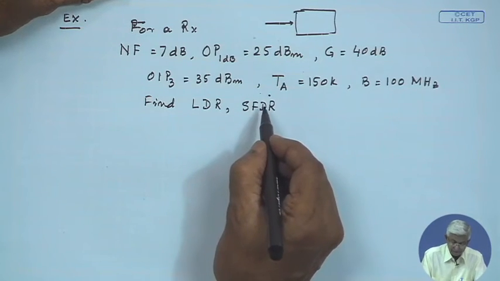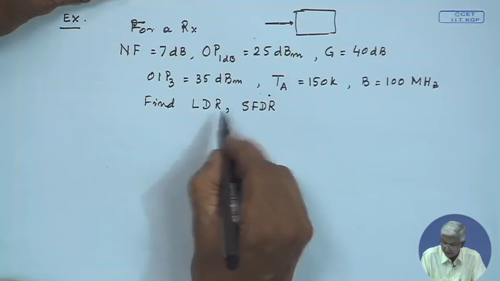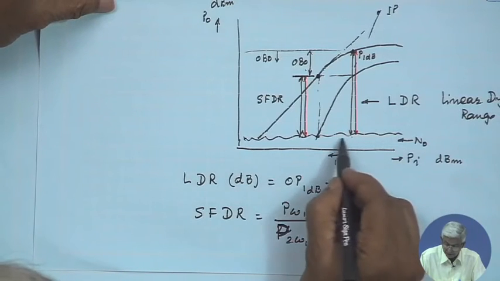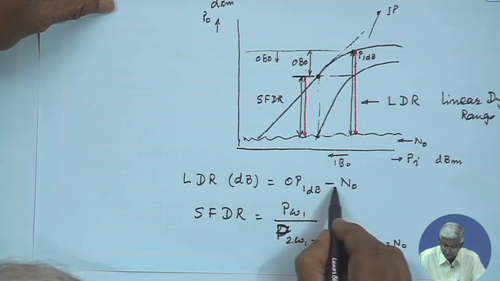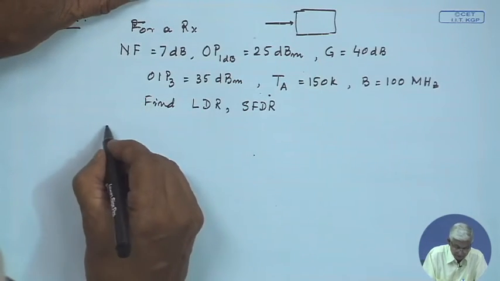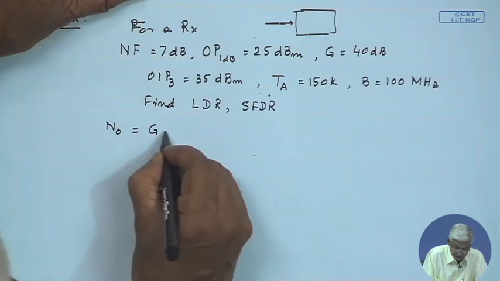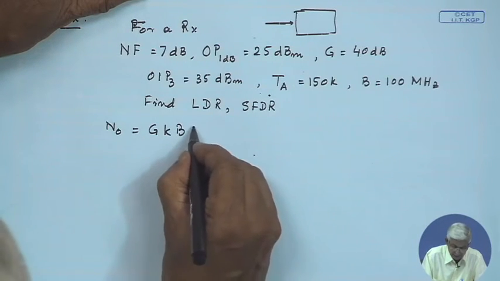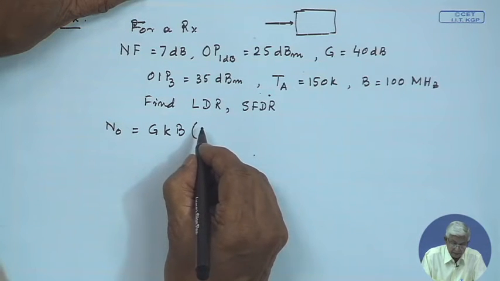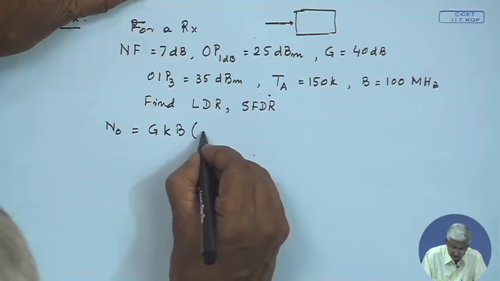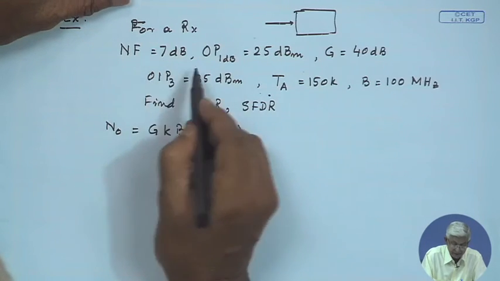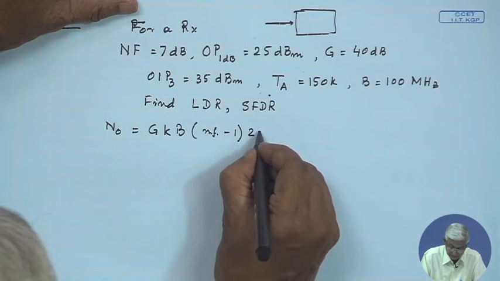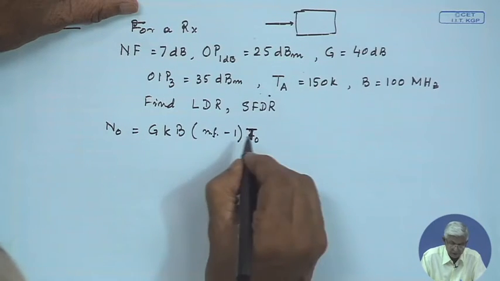So, what we have to find out, if you remember spurious free dynamic range and linear dynamic range, we have to find out what is the noise, because it is OP 1 dB, output 1 dB compression point, minus noise power. So, noise power has to be calculated. For noise power we have been given some information. Let us see what is noise power. If you recollect, it is G into K into the bandwidth, and then it is multiplied by F minus 1, noise factor minus 1, because noise figure is given in dB, we will convert into ratio, and multiplied by the normal temperature T0, which is 290.